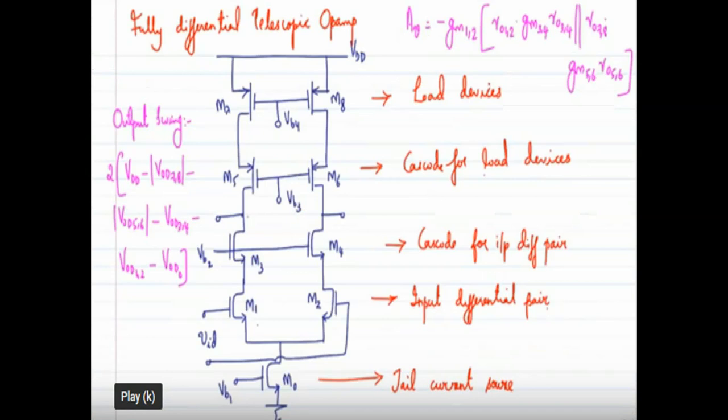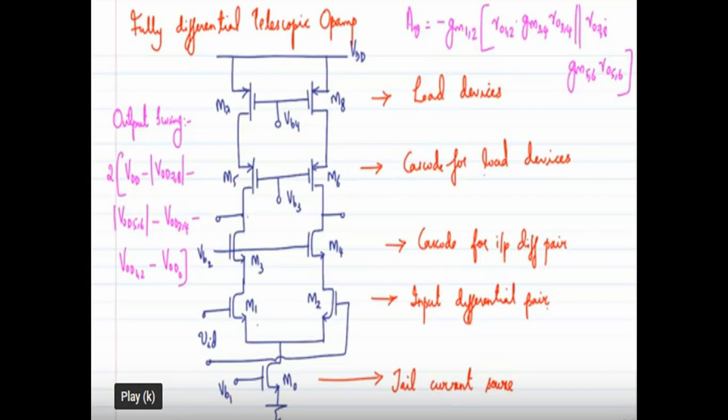Okay. So what is the output impedance? How to calculate the output impedance? Here the initial transistors are M1 and M2 and M7 and M8. So its impedance is R01,2 and R07,8.